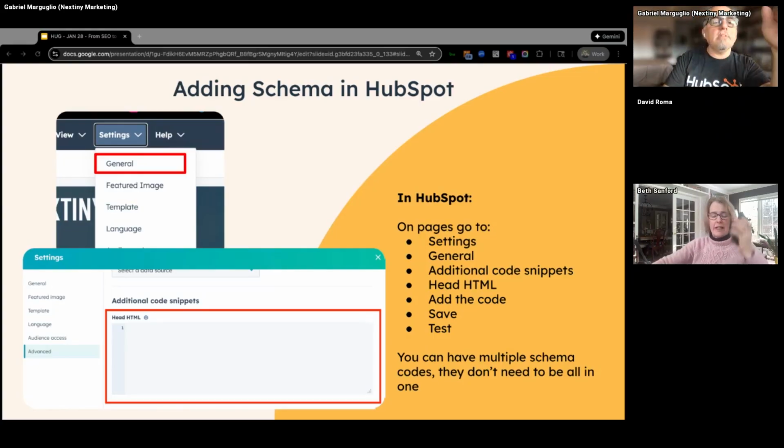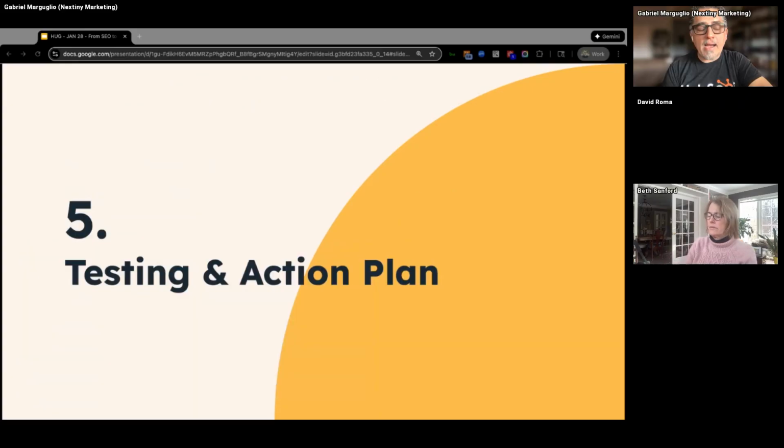Again, super easy to do in HubSpot. Depending on your website platform, it might be different. WordPress is good about this. You can change the code too. You have a ton of modules that allow you to add schema directly, but this is the easiest way to do it in HubSpot. At the end of the day, you need to test.